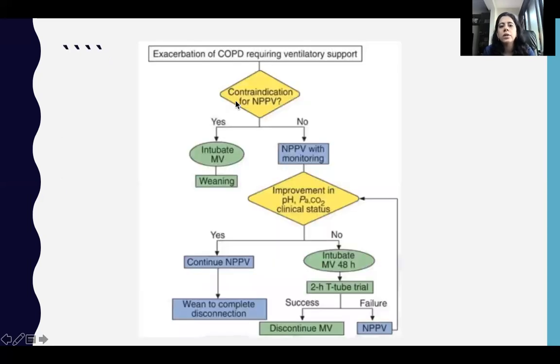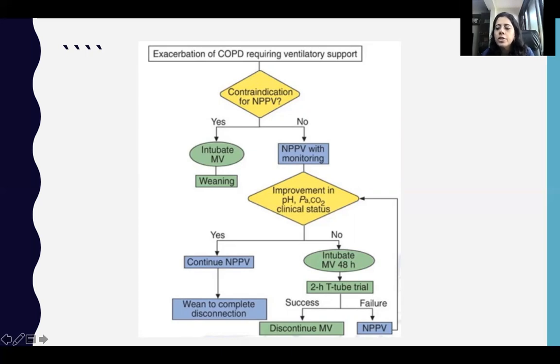So the decision to put a patient of obstructive airway disease, whether it is COPD or asthma, on NIV is based purely on a clinical decision rather than on the ABG or the blood gas values. As I said, COPD is a grade 1 indication for the use of NIV, and invasive ventilation in these patients should be used only when there is a clear-cut contraindication to the use of NIV.